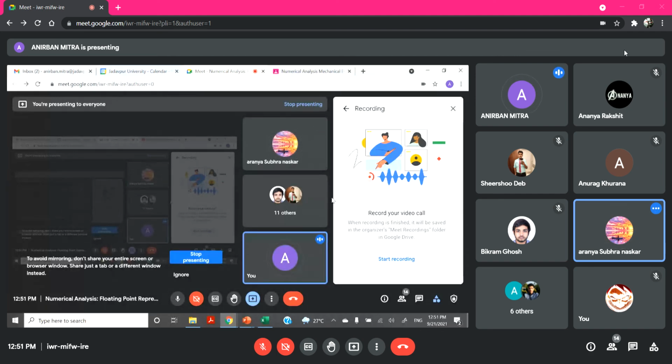No, if you write a number which is not exactly representable, there is going to be chopping.